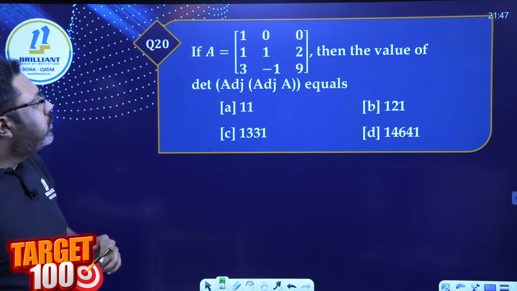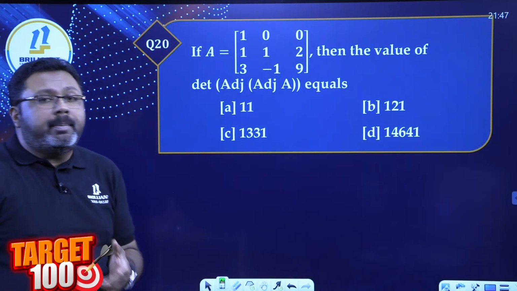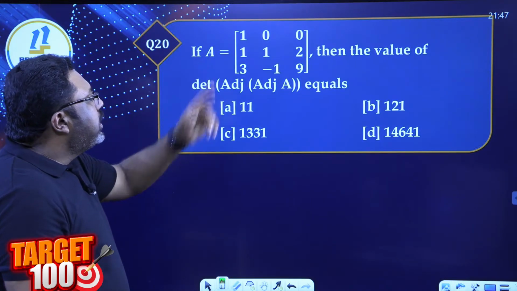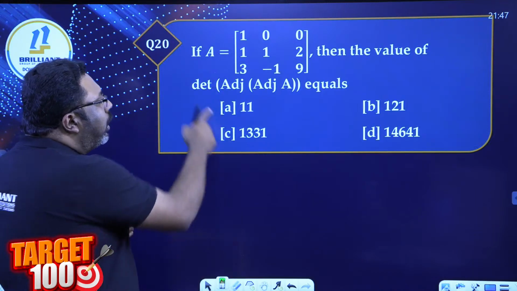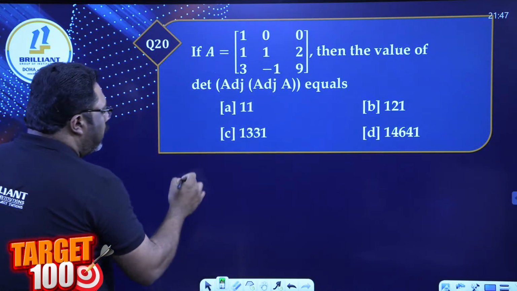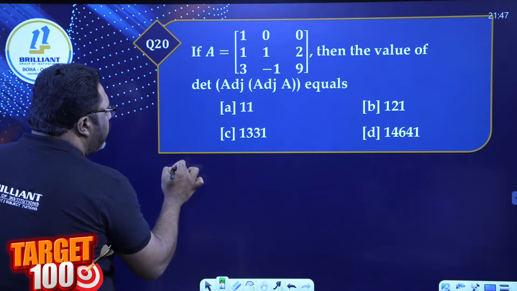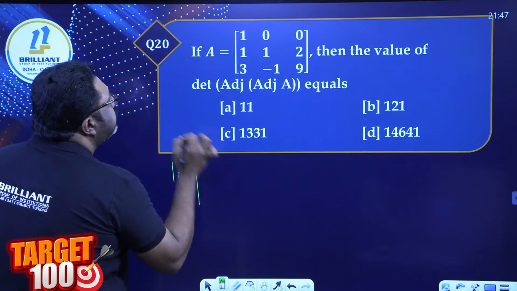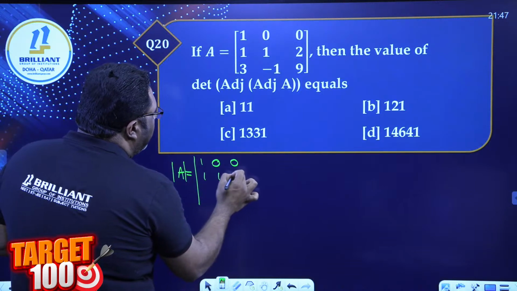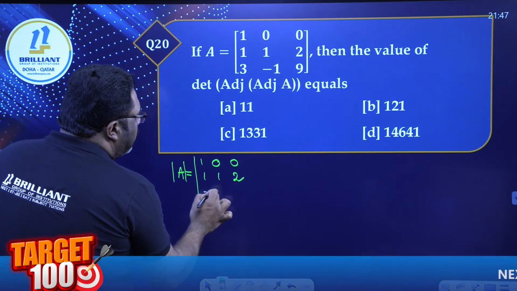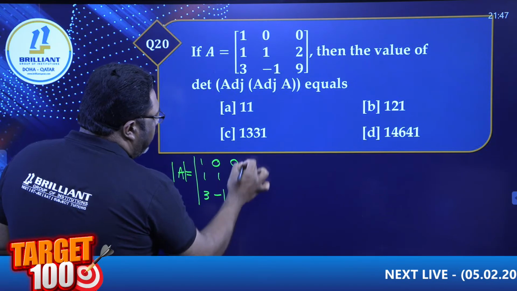A is given to you as a matrix. This time they're not giving you the determinant. You are supposed to find the determinant. Then find the value of determinant of adjoint A. First, let me write the determinant given to me. What's the determinant of A? 1, 0, 0, 1, 1, 2, 3, minus 1, 9.